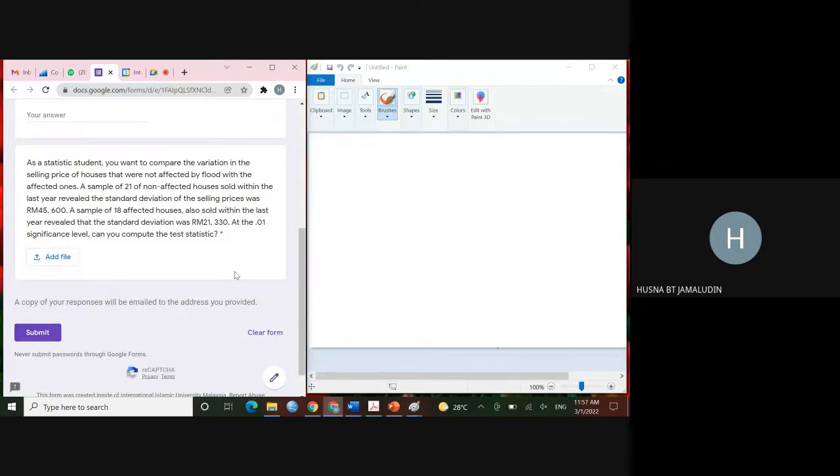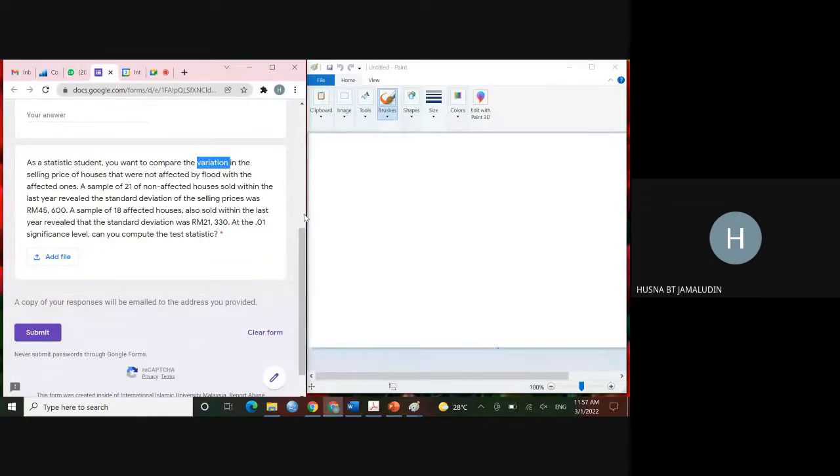Because you have studied the chapter, so you should know about it. As a statistics, I'm assuming that you can see my screen, the question clearly. As statistics students, you want to compare the variation. When you look at this word variation, of course, you have to use ANOVA.